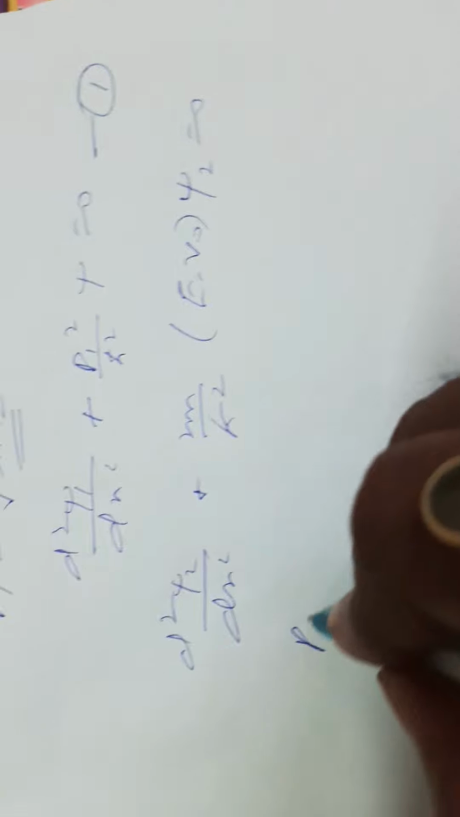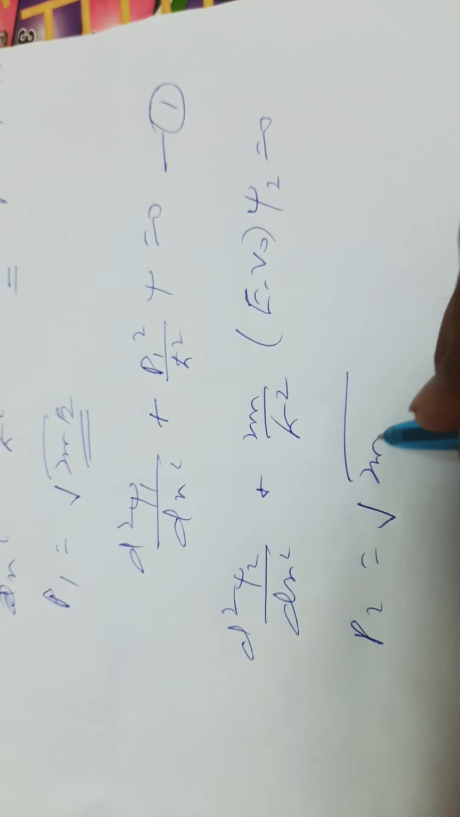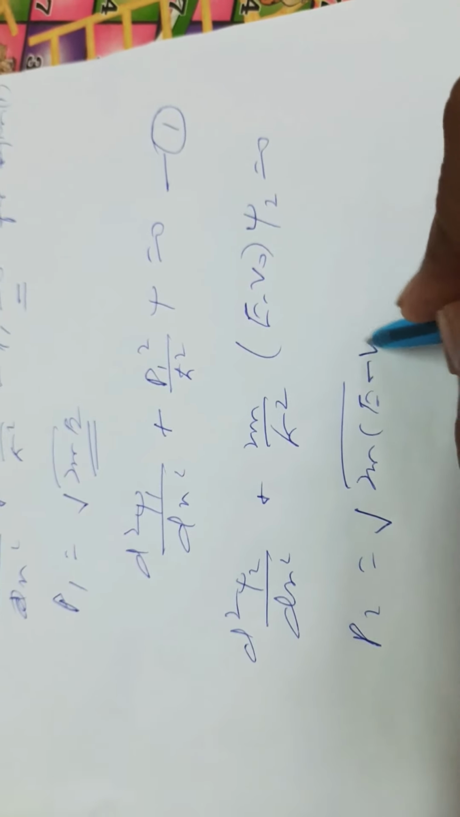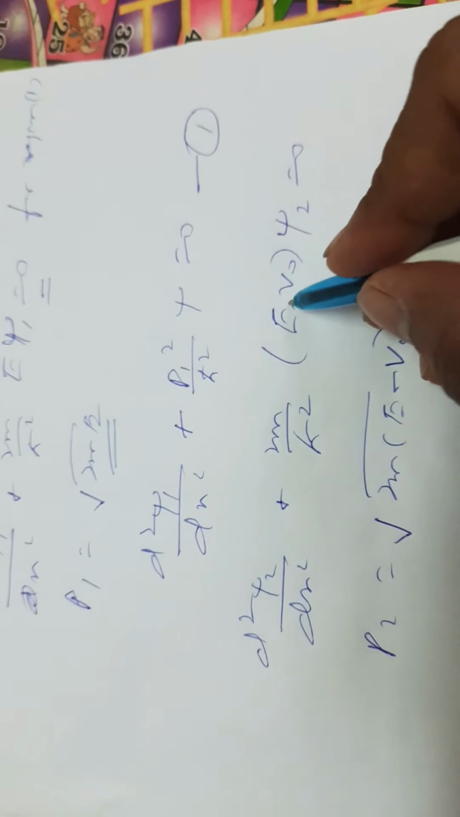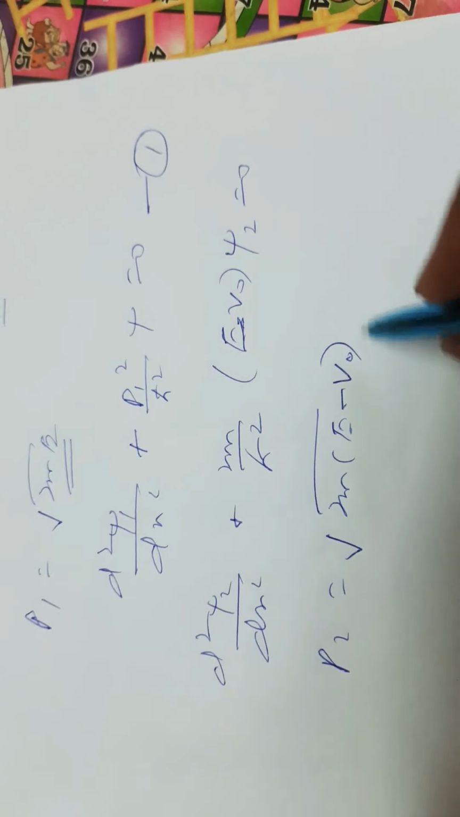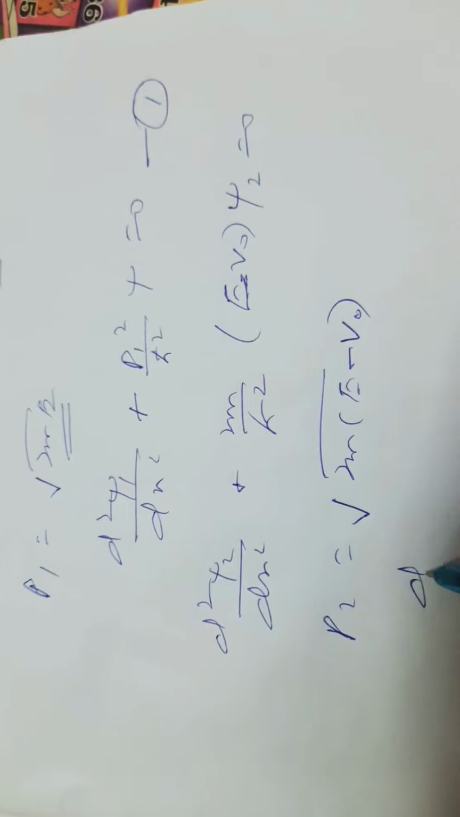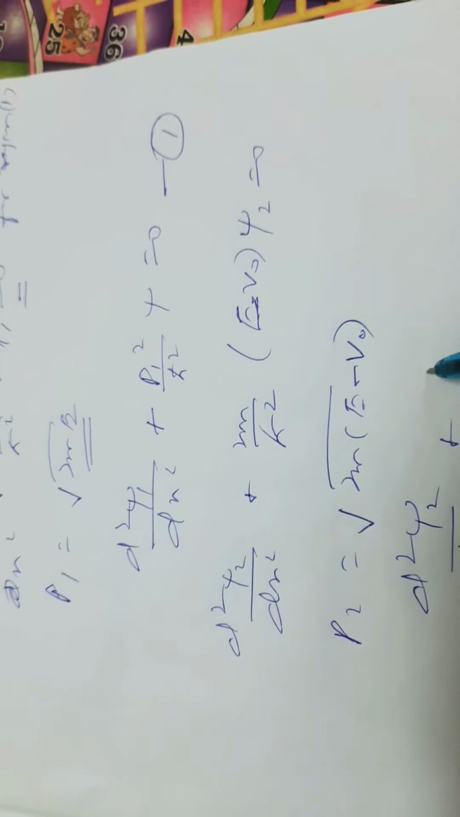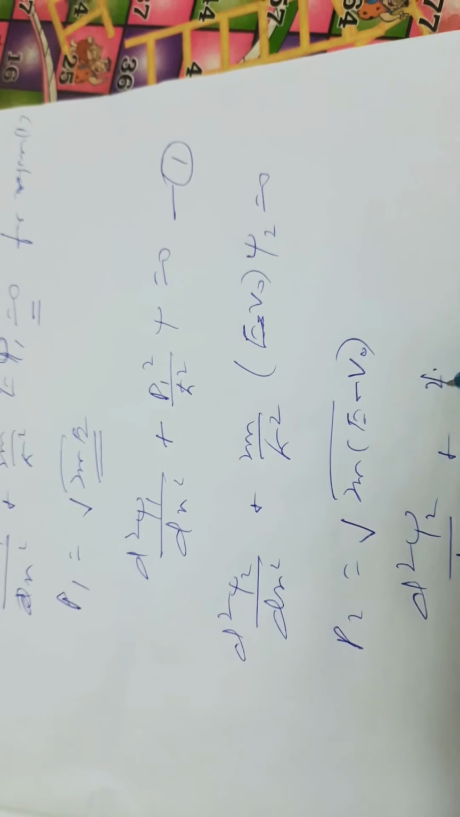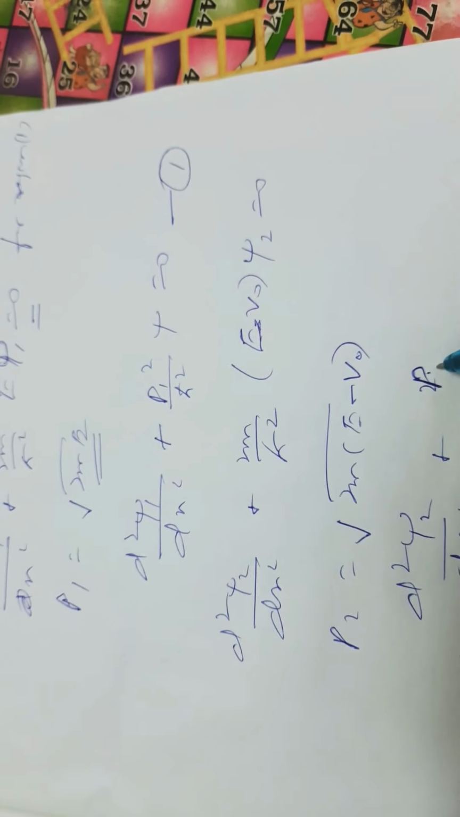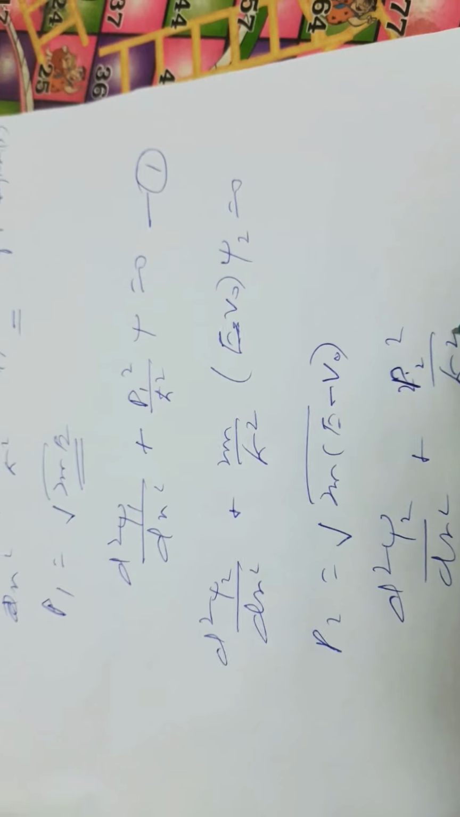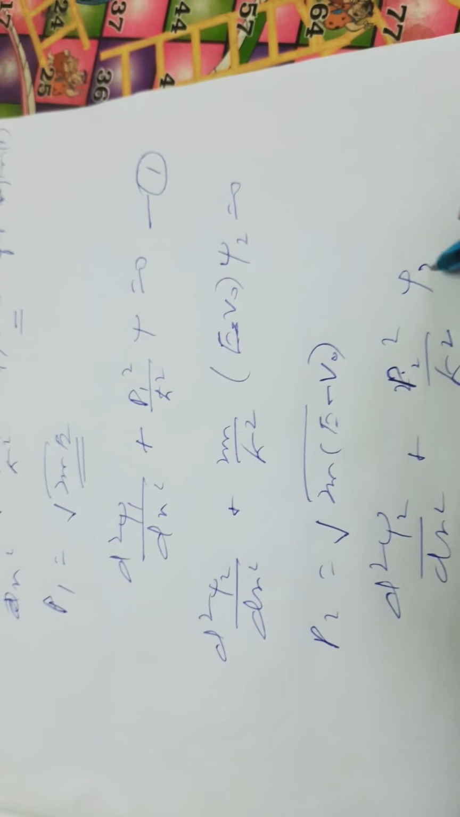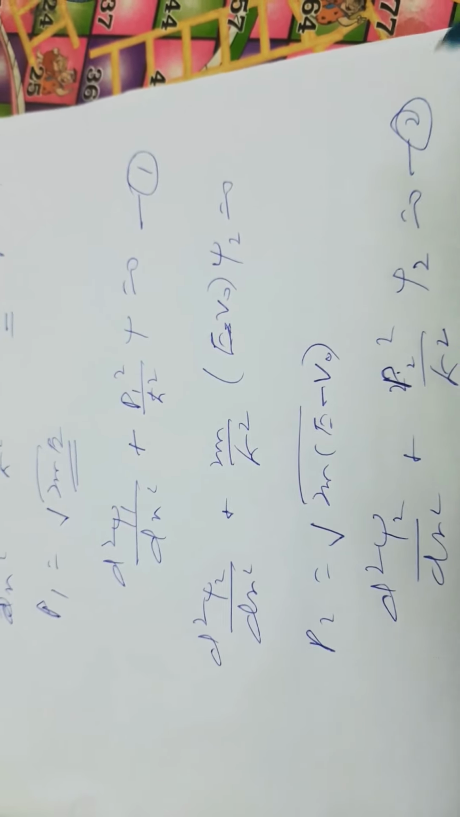Again, if we put p2 equal to under root 2m into (E minus V naught), we get in region 2 the equation d square psi 2 by dx square plus p2 square by h cross square into psi 2 equal to 0. This will be equation number 2.